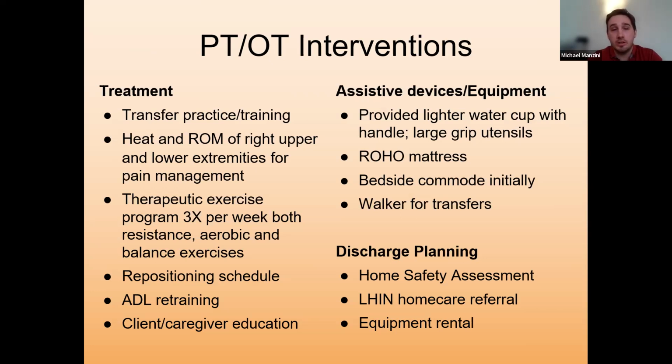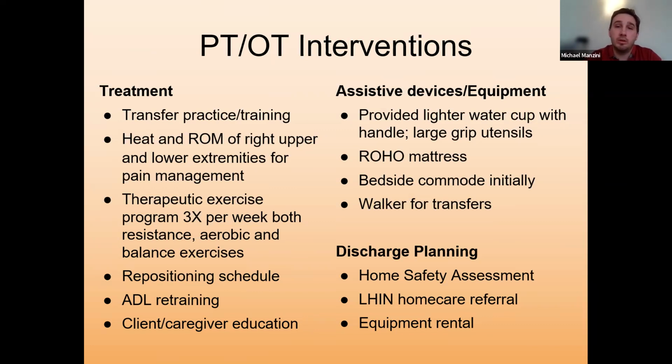To help with his coccyx wounds, we incorporated a repositioning schedule with the nurses. I was involved in ADL retraining, so again, assessing what parts of his care he's able to complete, where he needs some support, and the equipment around that. And throughout this process, there's constant client and caregiver education regarding their symptoms and planning next steps.